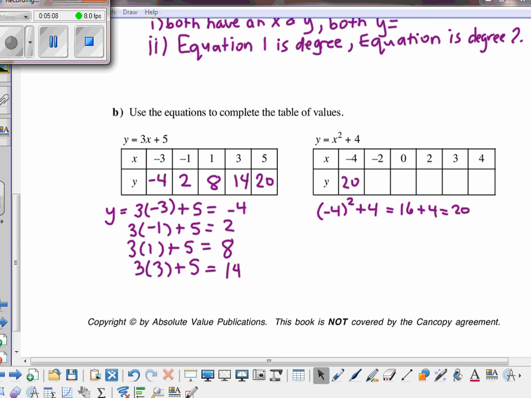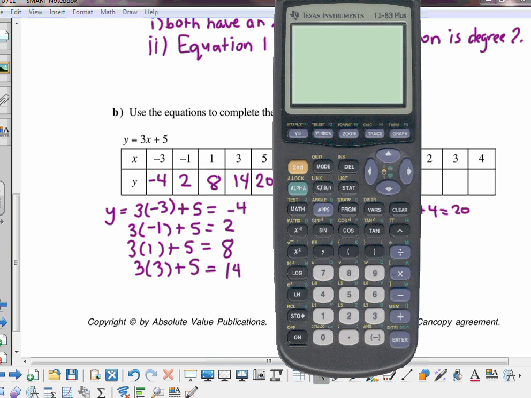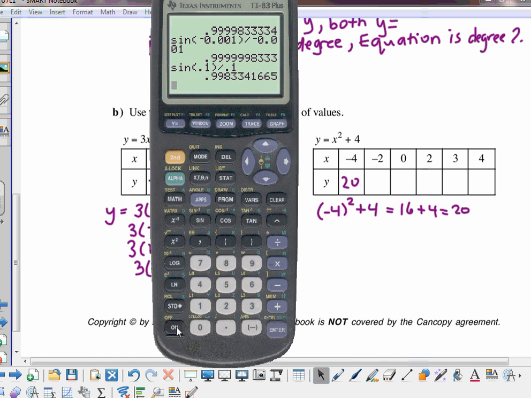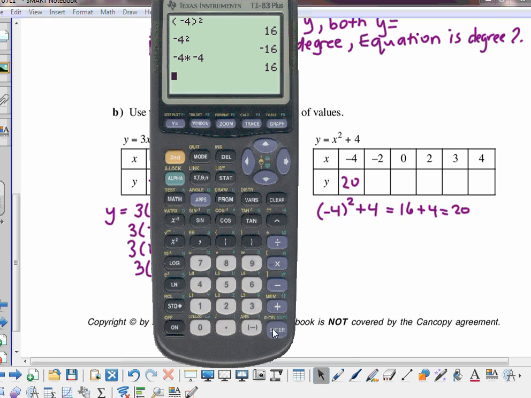Okay, so on your calculator, it's really important that when you square a negative, you put it in brackets, because you want to square the negative 4. So negative 4 squared has to be in brackets, because if you don't put it in brackets, then it's actually just squaring the 4 and then timesing it by negative 1. But we want negative 4 times negative 4. And negative 4 times negative 4 is definitely positive 16.